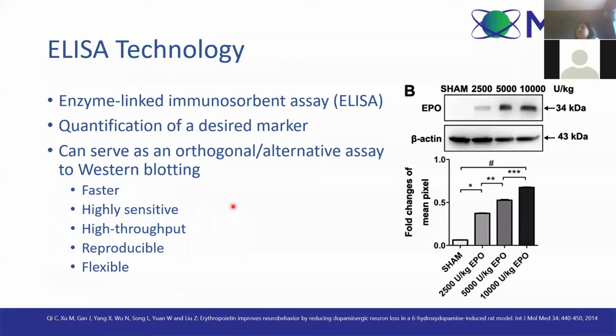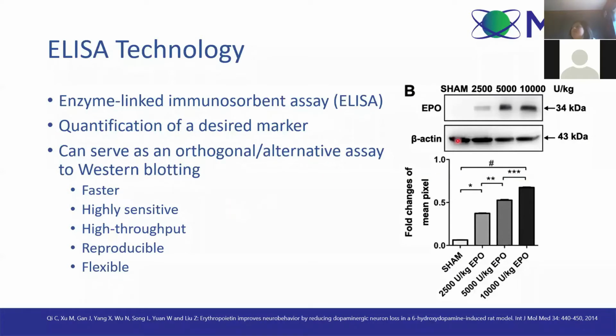So ELISAs, what does it actually stand for? ELISA stands for enzyme-linked immunosorbent assays, and they're used to quantify a desired marker. That marker could be hormones, proteins, all sorts of different things. It can serve as either an orthogonal or an alternative assay to Western blotting. Where it betters blotting is that it is faster, highly sensitive, and also high throughput. Like, you can do 2 ELISAs compared to probably about 60 Western blots. It's also very reproducible and very flexible.